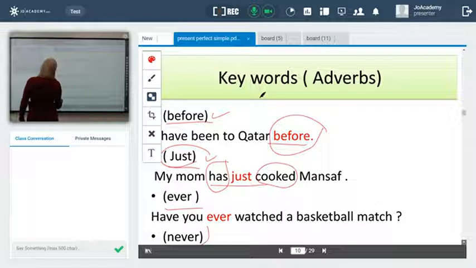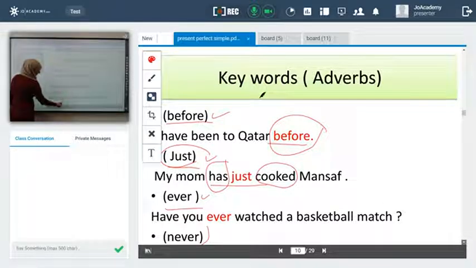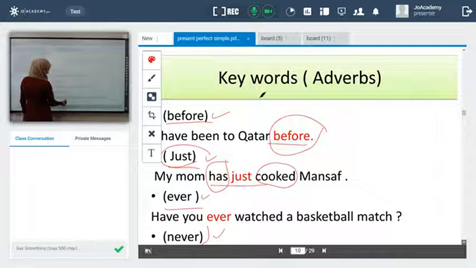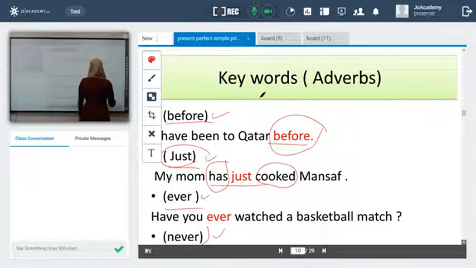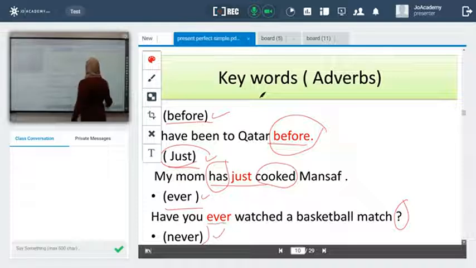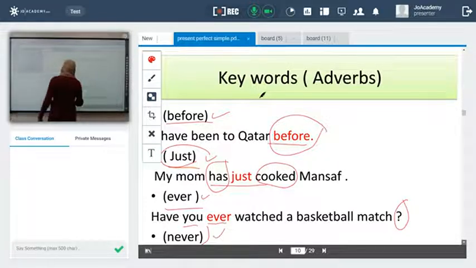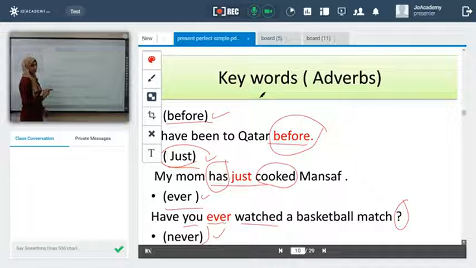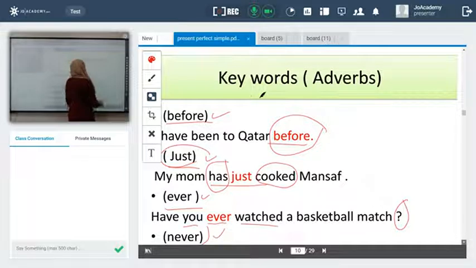What about ever and never? Have you ever watched a basketball match? So here we have, what is this, by the way? It is a question. So we use ever in questions. Be careful. And where do we use it? We use it between the subject and the verb in the past participle case. Have you ever? Have the students ever? Have we ever watched a basketball match?